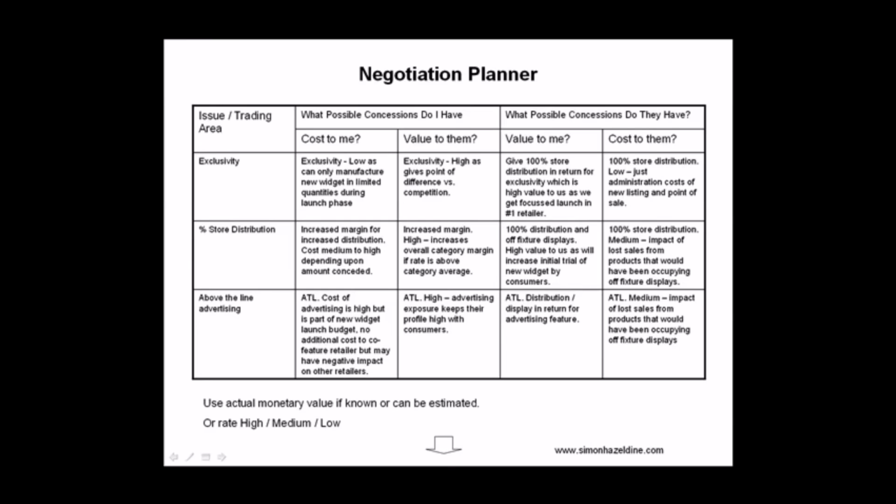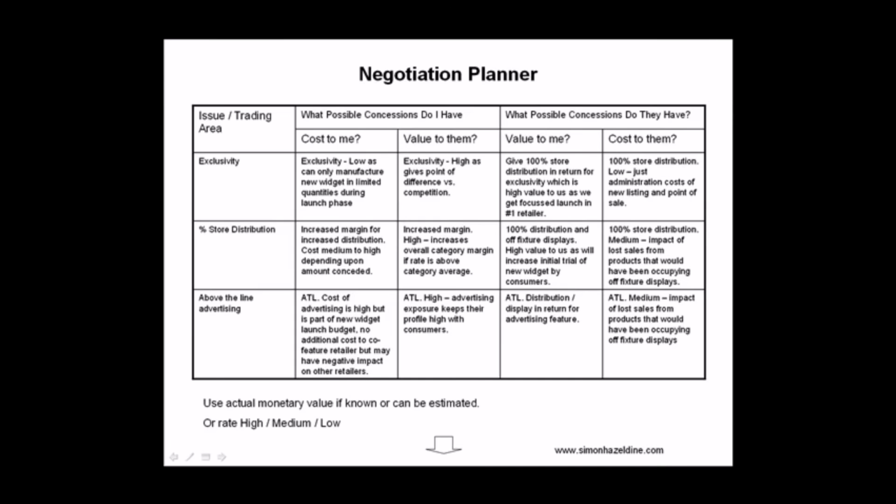And I've just put another couple of examples in terms of percentage store distribution using the same kind of example, and above the line advertising. The ATL, by the way, that's shorthand for above the line. So we look at that one on the third line down there. Giving above the line advertising, actually the cost of that is very high to us. It's television and magazine exposure. But it's already built into our new widget launch budget. So there's no additional cost if, for example, we co-branded the advertising along with them.